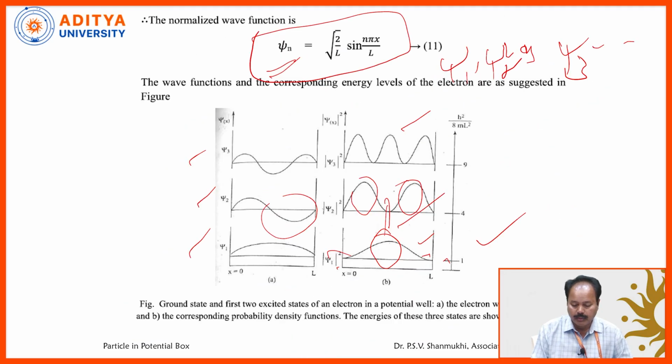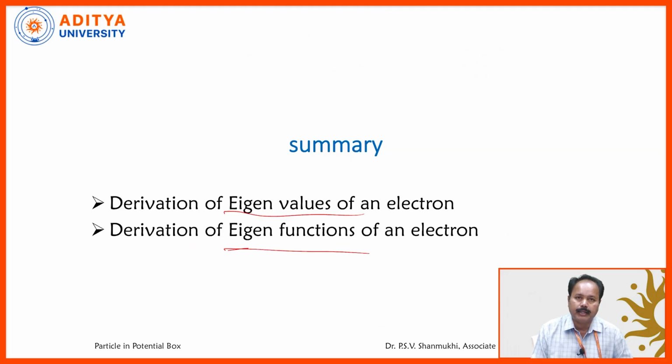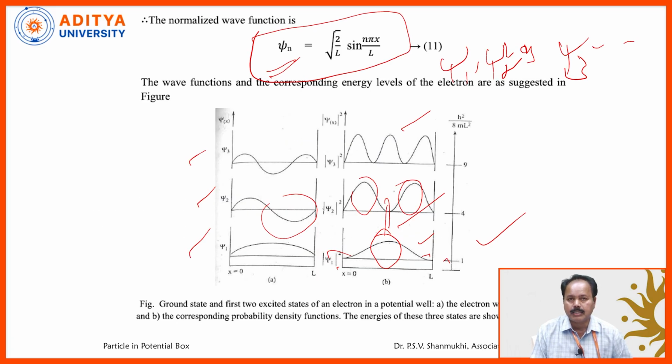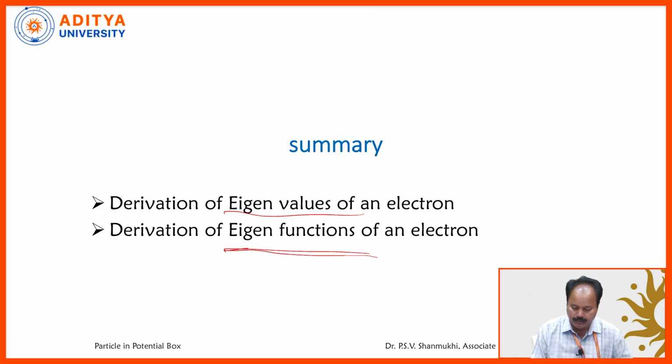After the eigenvalues, we have determined the eigenfunctions or wave functions also. What are the discrete wave functions? From that, we have determined the maximum probable position.